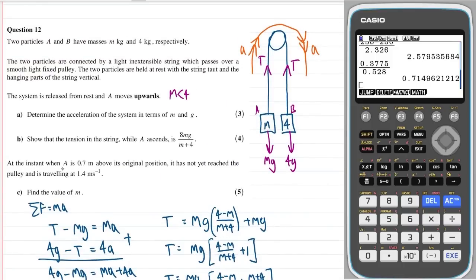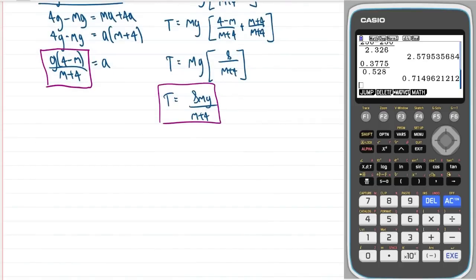Okay, at the instant when A is 0.7 meters above its original position, it has not yet reached the pulley and is travelling at 1.4 meters per second. Find the value of m. So my first thought is to do a SUVAT for particle A. So let's do that. We have s, u, v, a and t. We're told it travels 0.7 meters up. We're told that it reaches a speed of 1.4.